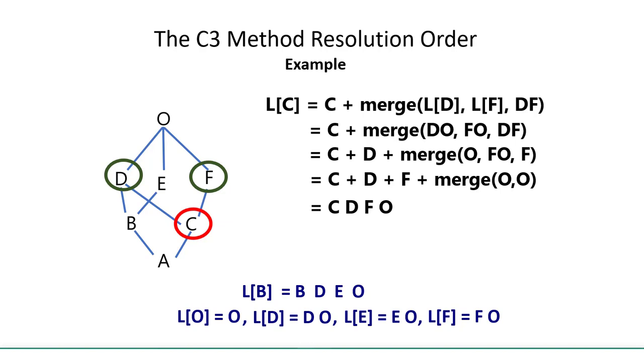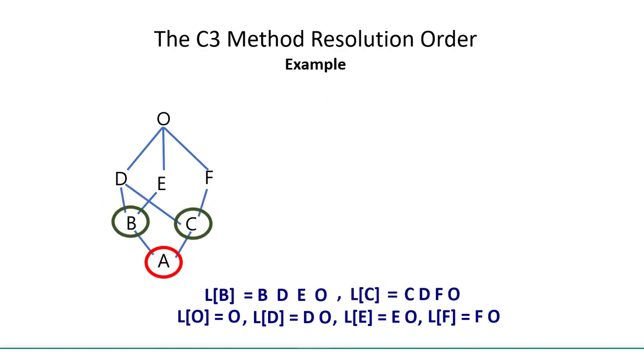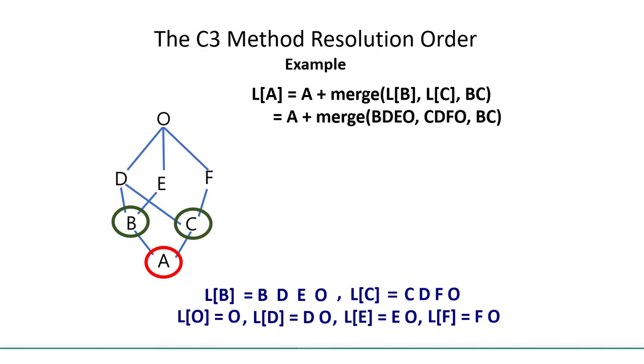Let us now place the linearization of another ancestral class, C, aside. And finally, let us come to the linearization of class A. Linearization of class A is nothing but class A plus the merge of the linearization of its parents, which in this case are class B and class C, and the list of class B and C. So the merge expression will have the linearization of class B, the linearization of class C, and the list BC. Now what is the merge value? We know that the linearization of class B is BDEO, the linearization of class C is CDFO, and the list BC. Let's evaluate this merge function.